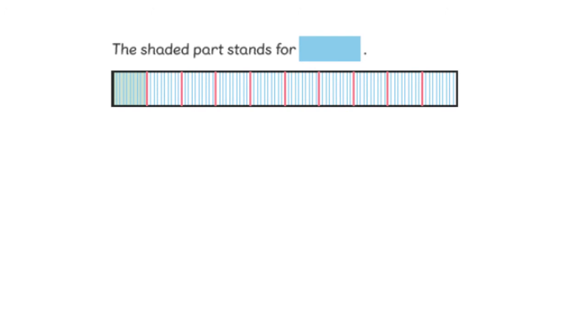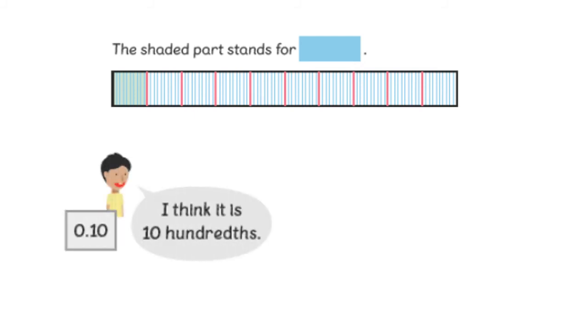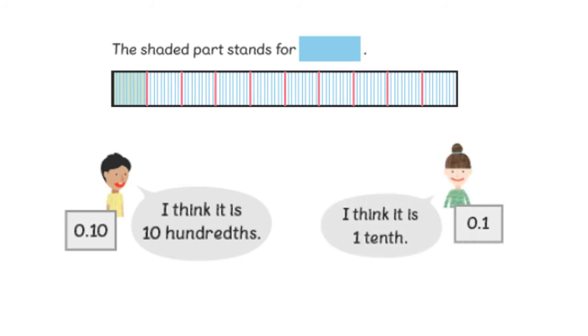Okay, let's have a look at this question. It says the shaded part stands for blank. So the green shaded area, you can see, if you count them, there are 10 hundredths shaded in. Now the 10 hundredths also go up to our pink line, which we know is a tenth. So this boy is saying, I think the shaded part is showing 10 hundredths. And this girl is saying, I think it is showing 1/10. Now, they are both correct.